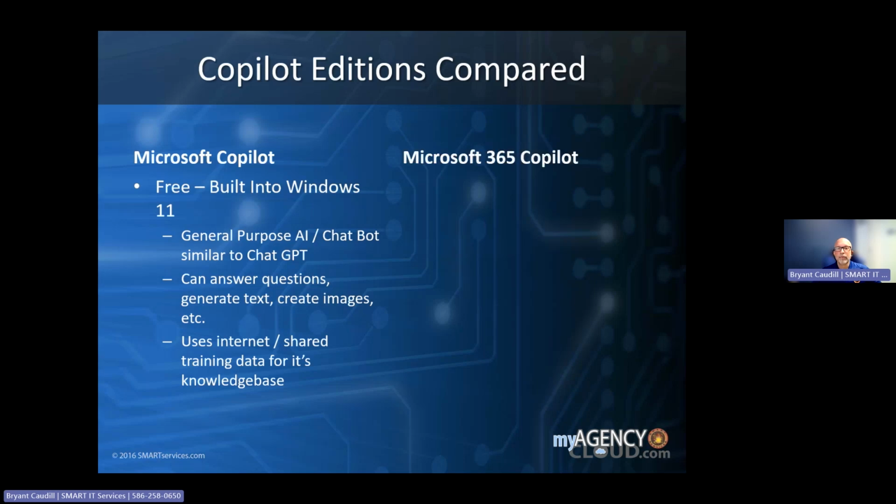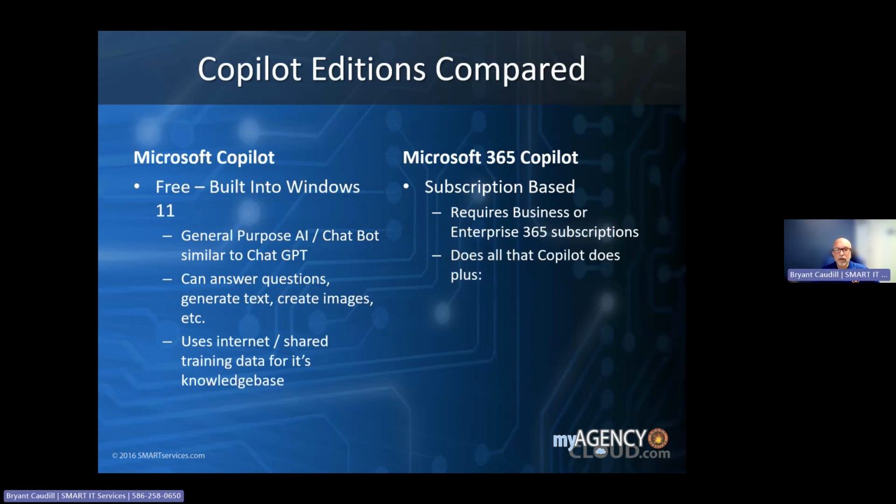Now, Microsoft 365 Copilot, which is going to be more of the focus of our session today, is a bigger subscription-based Copilot product. It does require you to have a Microsoft 365 subscription, either the business version or an enterprise version. So it's basically an extra add-on subscription that you need in addition to your normal 365 subscription that you already have. It does everything that Copilot does, but also it's heavily integrated into pretty much all of the Microsoft 365 apps, such as Word, Excel, PowerPoint, Outlook, and so on.